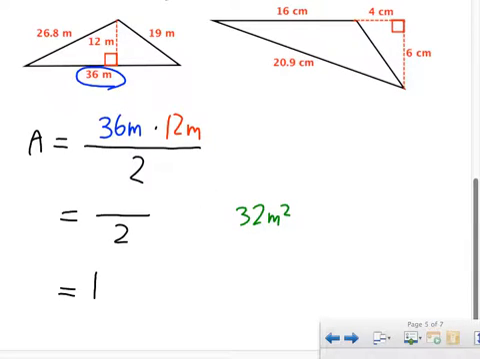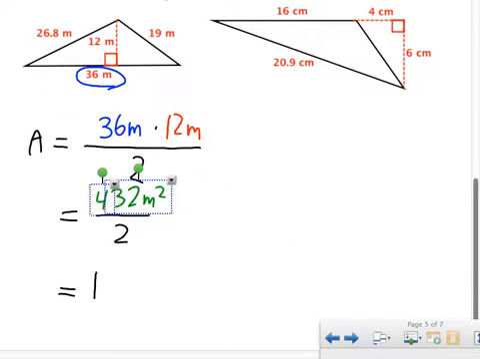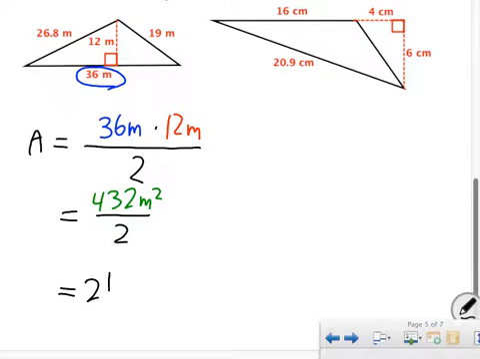Did you guys get 432? Yes. Okay. Good catch. We all make mistakes. But now it's a little easier, right? So what's half of 400? 200. And then half of 32? So that means 216 meters squared. Okay. Any questions about that problem?